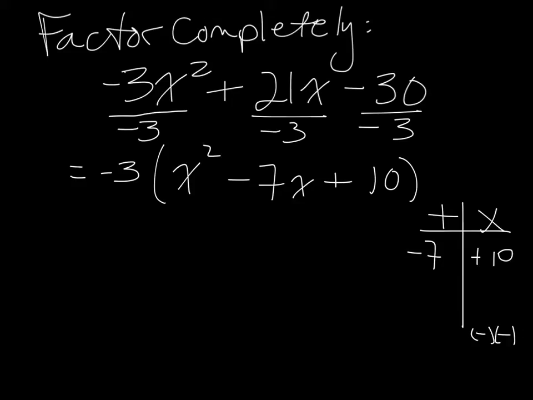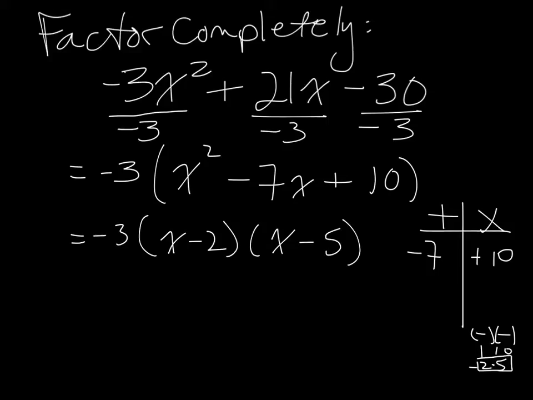Does that make sense? Or I hope it makes sense. So I start listing the factors of 10. So I've got 1 and 10 and 2 and 5. And I know that 2 and 5 are my factors because negative 2 minus 5 makes negative 7. So now what I can do is I can then take this and write it in as 3 bracket x minus 2, x minus 5. And now I have factored.